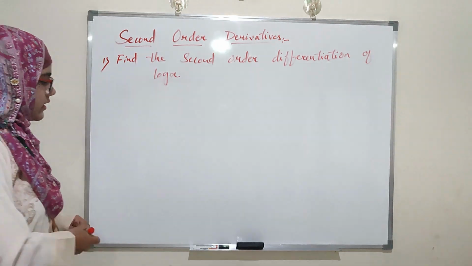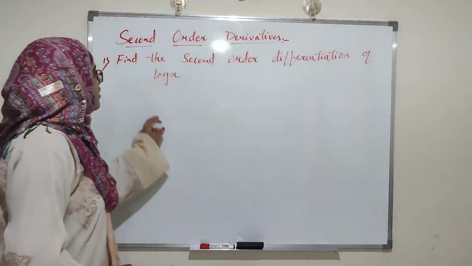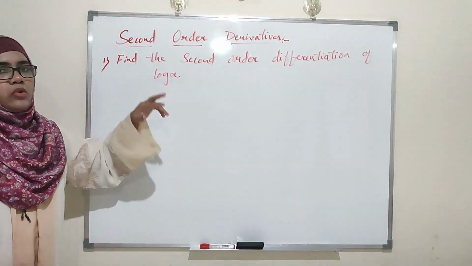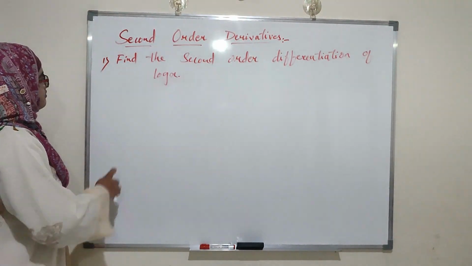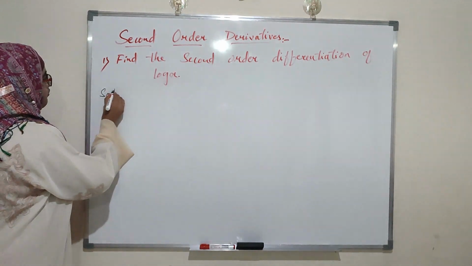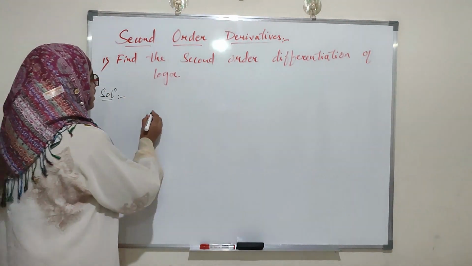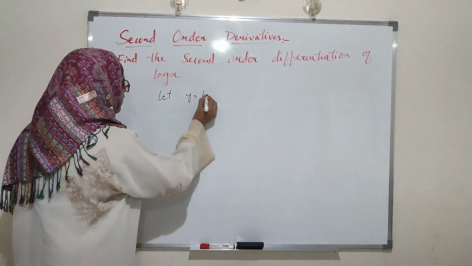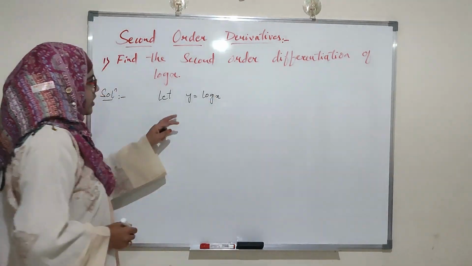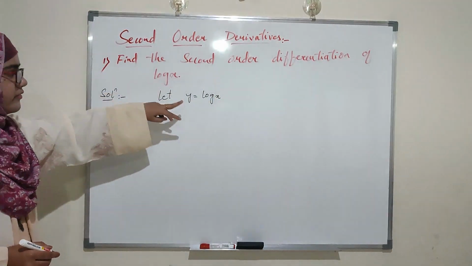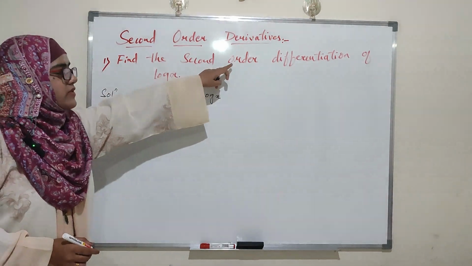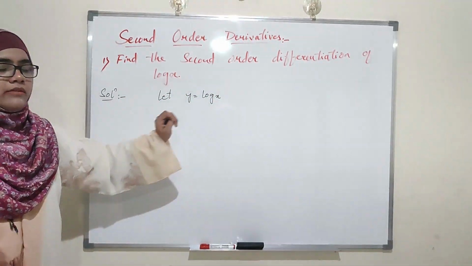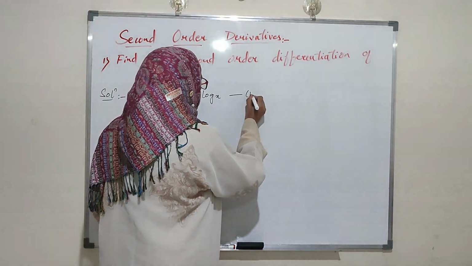Okay, now write solution. What is given? Find the second order differentiation of log x, means we have to differentiate log x twice. So now write solution. Let y is equal to log of x. We have to differentiate log x twice because we have to find the second order differentiation of log x. Name this one as equation 1.